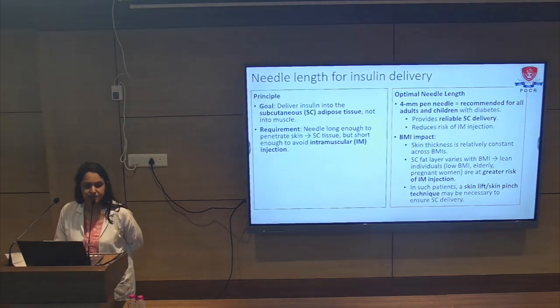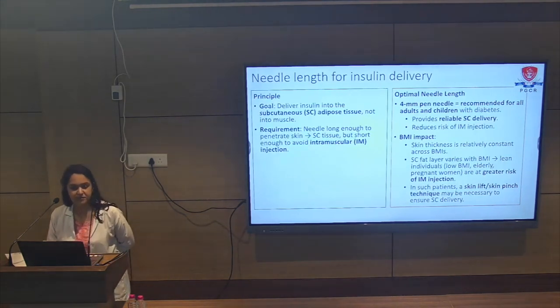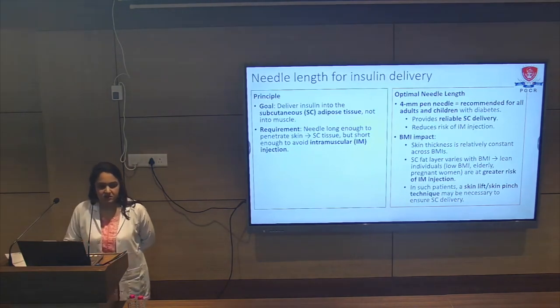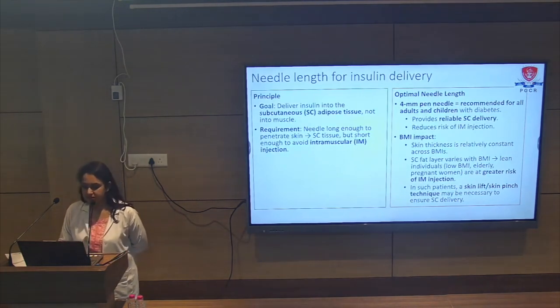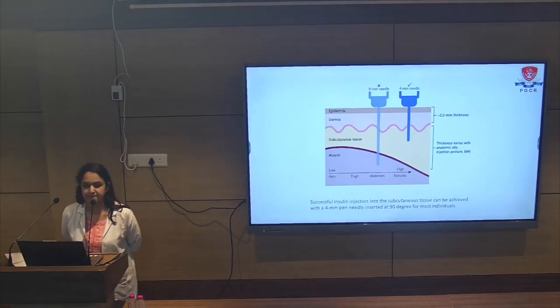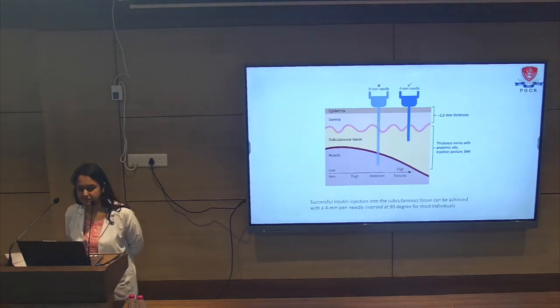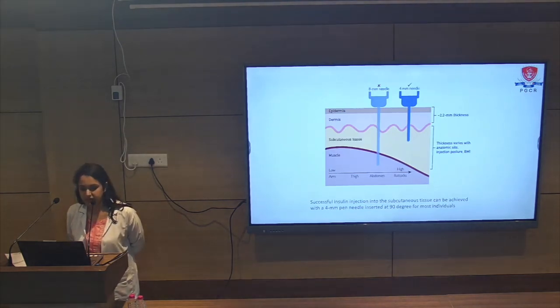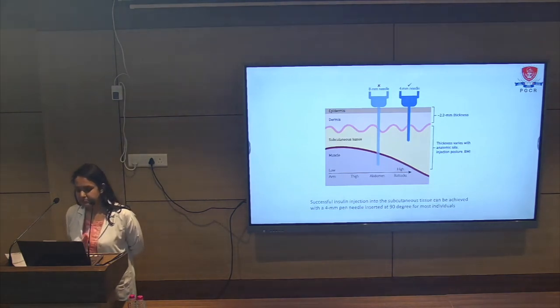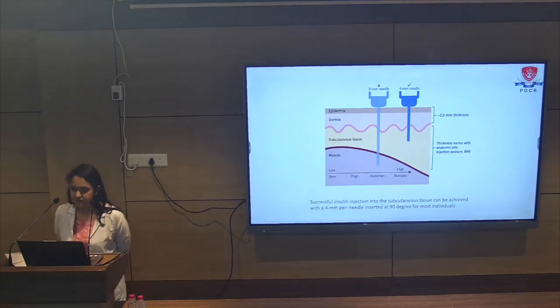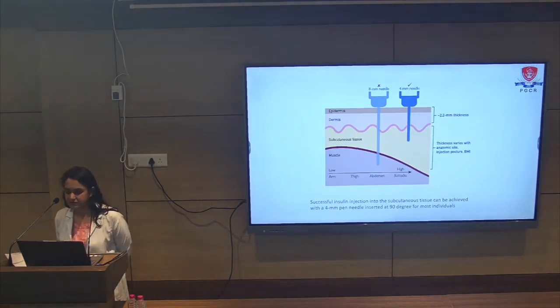Again, very important, because sometimes we get a call that the patient's blood sugars are fluctuating too much. Especially when the patient is lean, thin, or a child, and when we are using syringes, not pens, which is practically necessary because not everyone can go for a pen. So sometimes we have to stick to the vial and syringes. There, we need to be very careful that we do not land up injecting into the intramuscular layer.